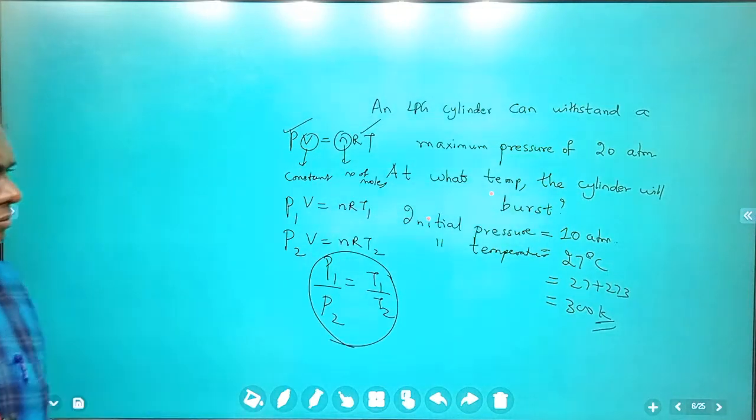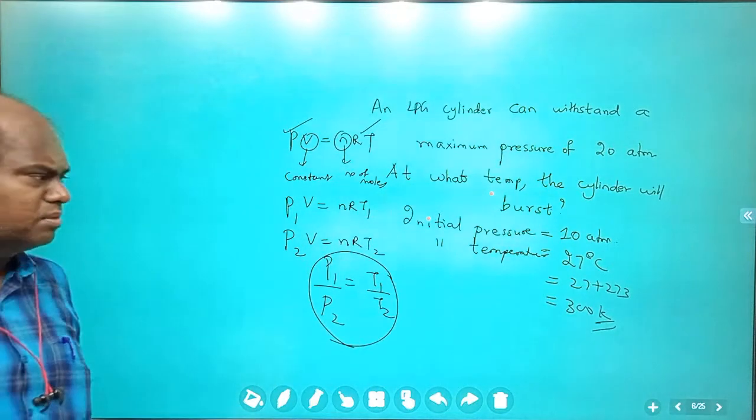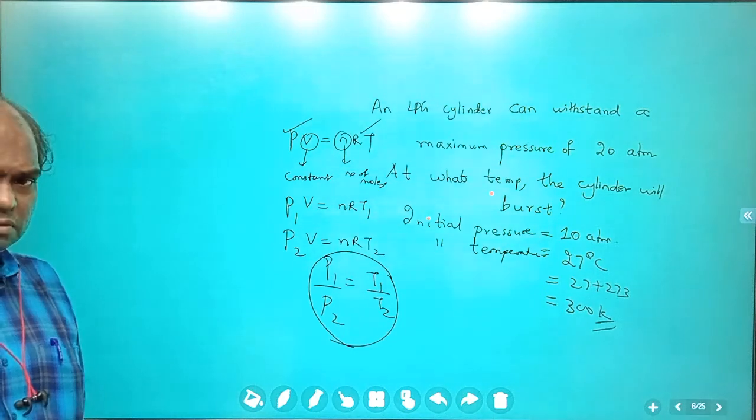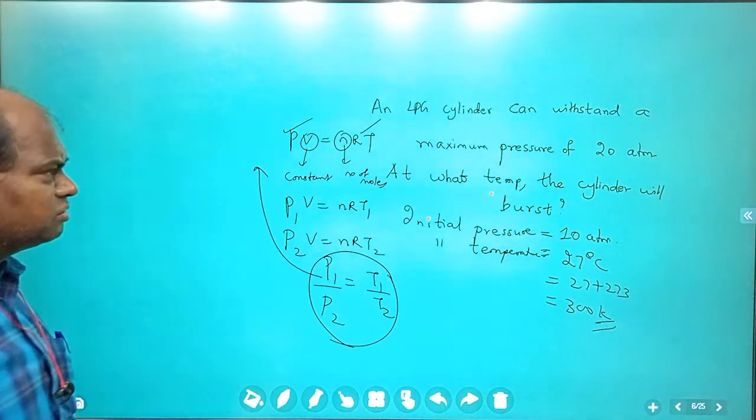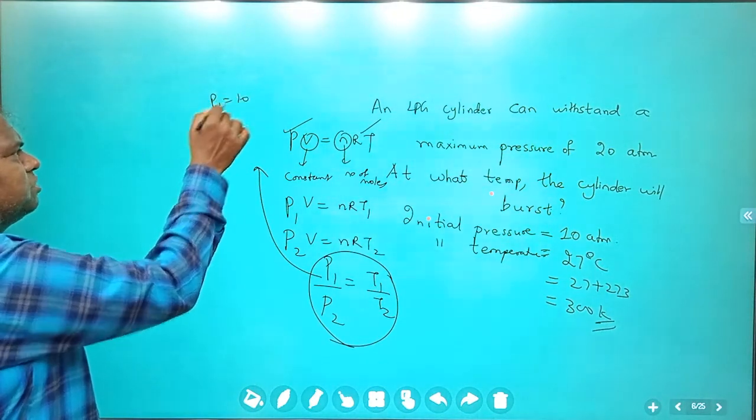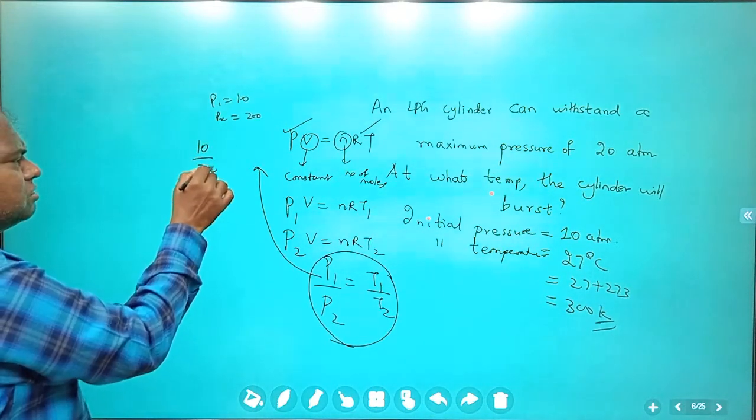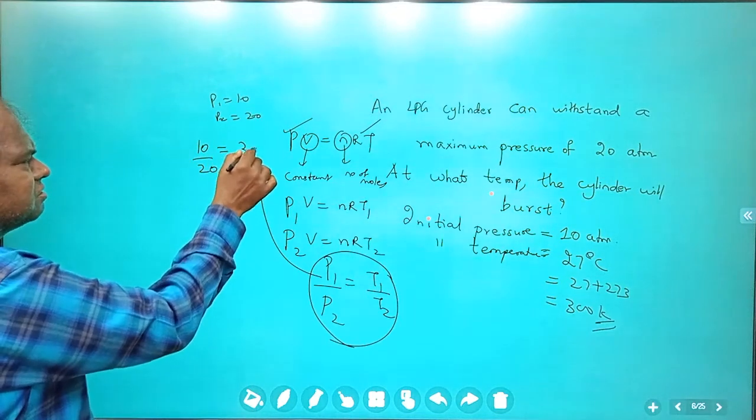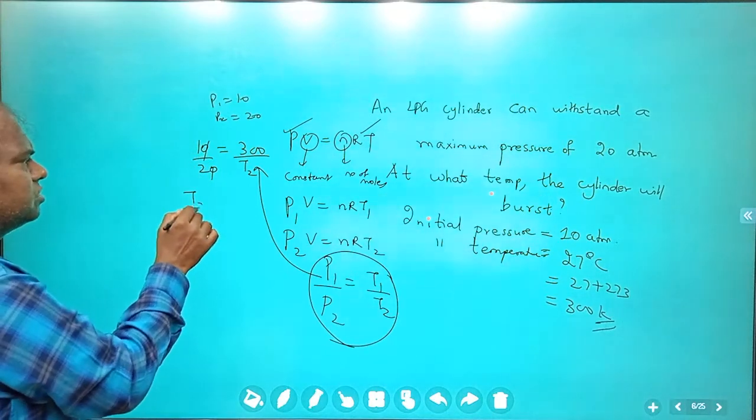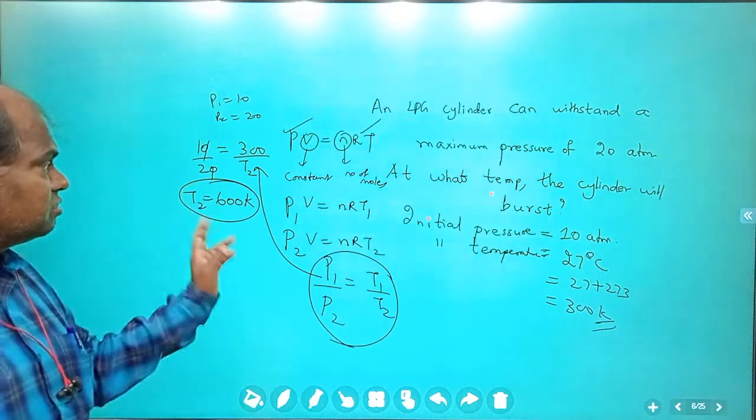So what you can write is P1 by P2 is equal to, V will get cancelled, right? Other things. P1 by P2 is equal to T1 by T2. Getting it? Now just substitute the values. P1 is 10. P2 is 20. That means double, right? So 10 by 20 is equal to T1, 300. Correct? You don't know T2. So what is T2? 600 Kelvin. T2 is 600.